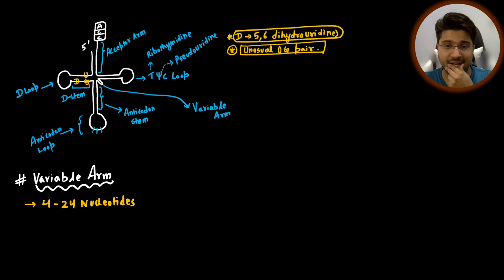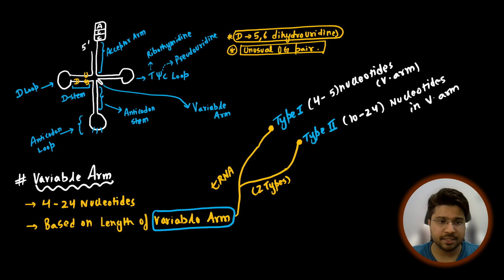Coming on to the next component, which is the variable arm. As the name indicates, its length can vary from a minimum of 4 to a maximum of 24 nucleotides. Based on the length of the variable arm, tRNA can be of 2 types. Type 1, where the length of the variable arm is around 4 to 5 nucleotides. Type 2 tRNA, where it ranges from a minimum of 10 to a maximum of 24, right?